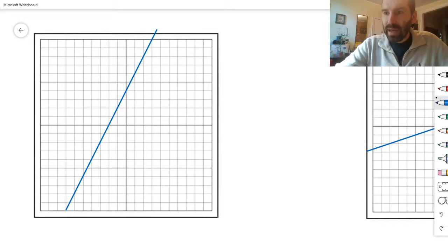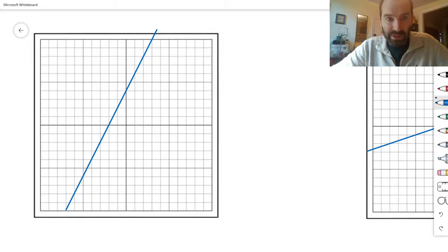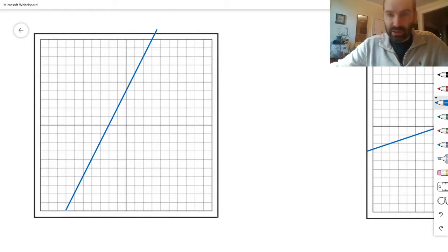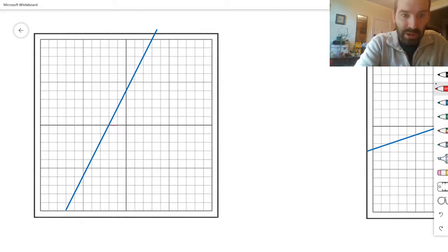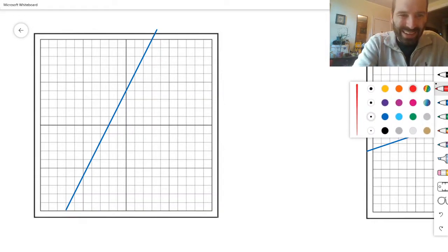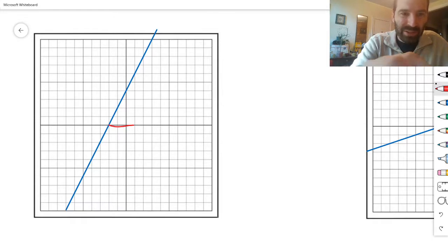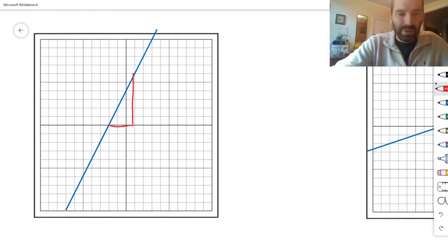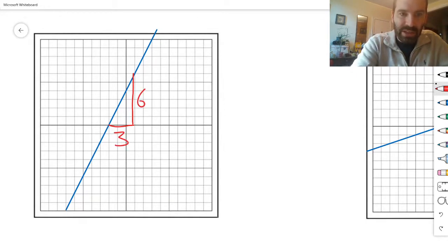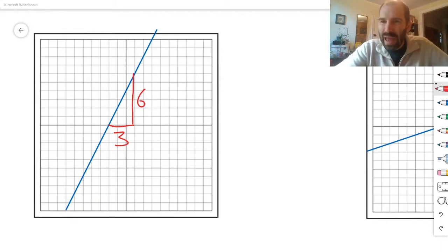If I was imagining that this was some ramp that I was walking up, and I wanted to describe to somebody how steep it is, I might say that for every 3 feet I walked in this direction, I had to go 6 feet up. So for every 3 feet forward, I had to go 6 feet up. That's conveying the idea of how steep the path is.